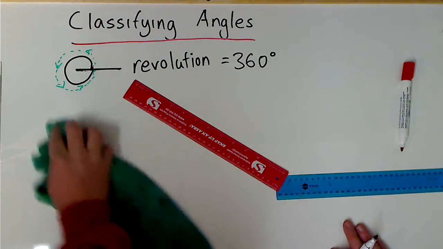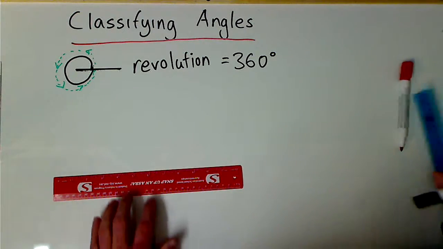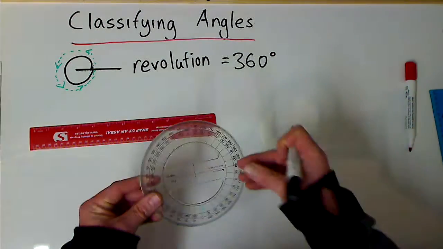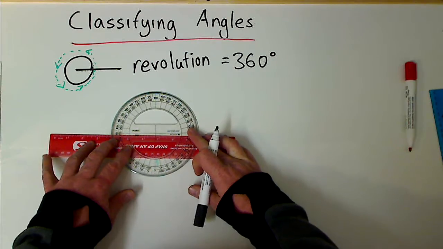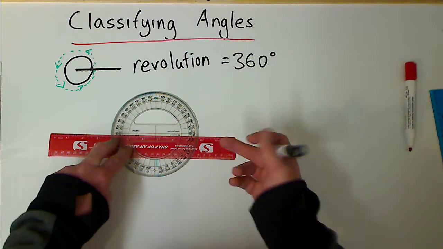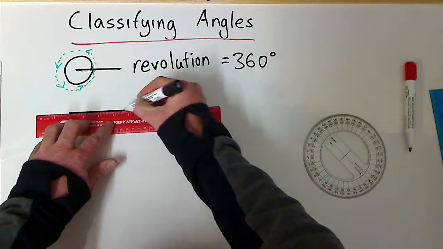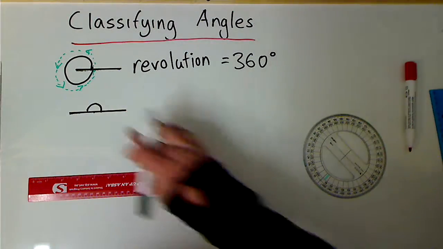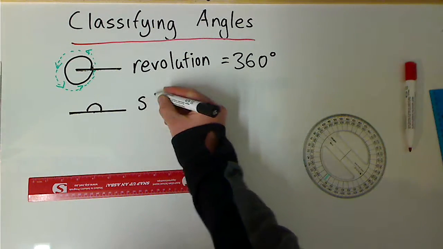Okay, next one. The next one we'll do is a straight line. If I have the revolution back, you can see that a straight line is half of the revolution. So we can go like that, and we've got an angle there. The point where the two lines meet is in the middle, but they're perfectly straight, so it looks like one line.